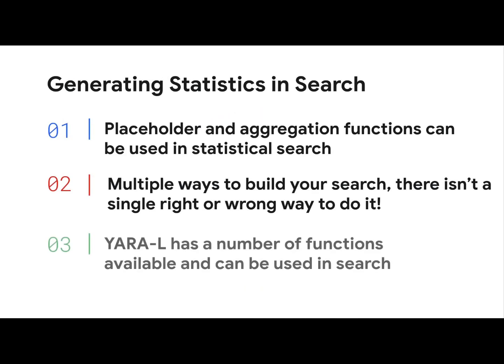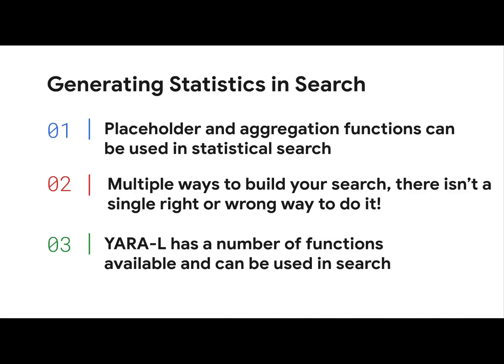In our demonstration, we've highlighted how we can add placeholder variables and aggregation functions like array_distinct and sum to our search. It's also important to remember that there are multiple ways to achieve the same result, so there is not a single right or wrong method. It really goes back to what you're trying to accomplish.